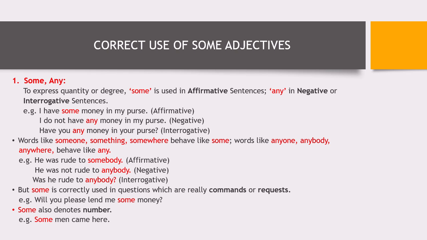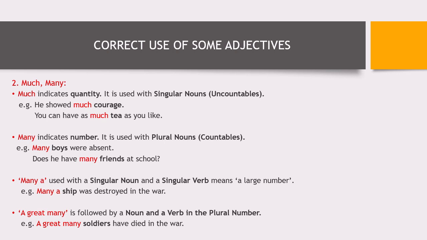Interrogative. But some is correctly used in questions, which are really commands or requests. For example, will you please lend me some money? Some also denotes number. For example, some men came here. 2. Much. Many. Much indicates quantity. It is used with singular nouns and countables. For example, he showed much courage. You can have as much tea as you like.